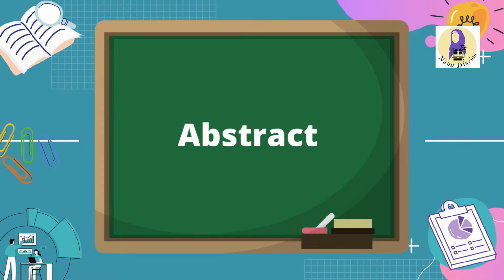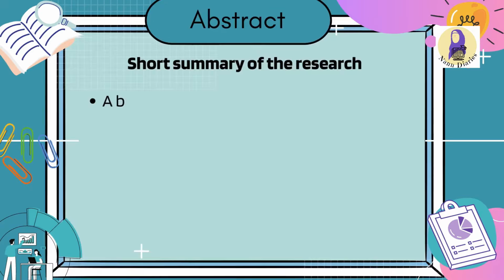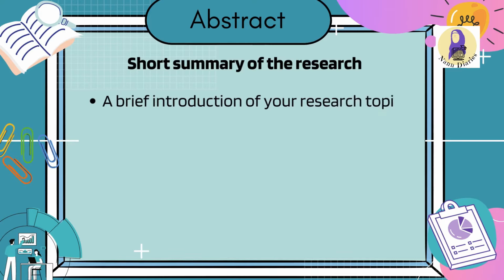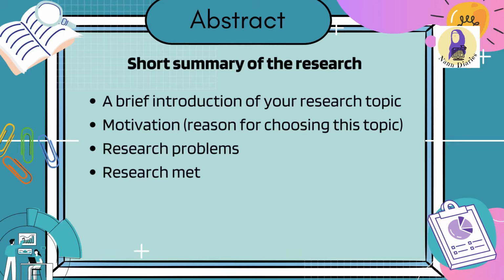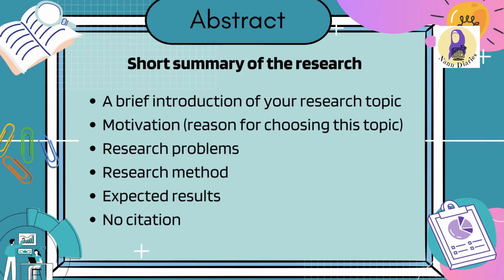After that, you will write the abstract. Normally, you will write the abstract after you finish the whole thing, so that you can make a summary. First, you will write the introduction of your research topic, then the second line is the motivation for choosing this topic. The third line is the research problem, and then the research method, and then the expected result. Here, you don't need to make any citation.